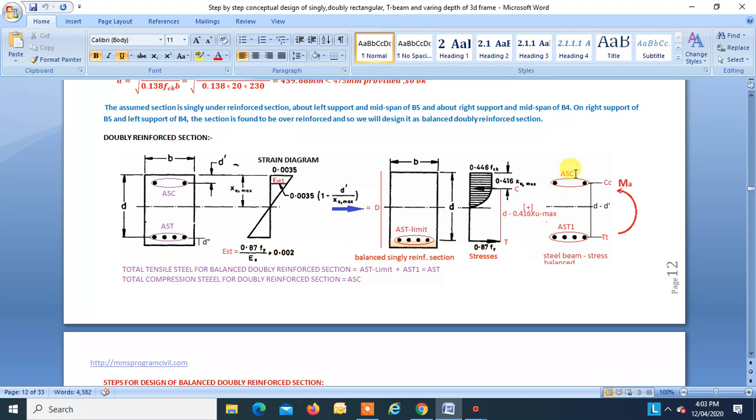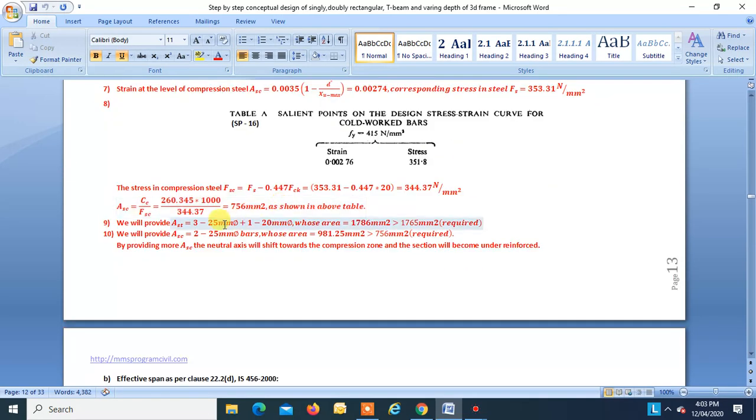Now we want to find ASC. The stress into AC is equal to CC. So AC is equal to CC divided by stress. So we first have to find the stress in the compression steel. How to find the stress in the compression steel? We can find the stress in compression steel through strain. First find the strain at this level. Okay, this is a strain diagram. Find the strain using this formula.